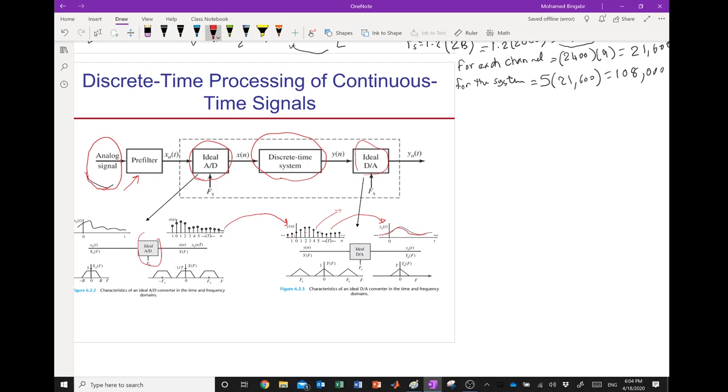Well, that concludes the sampling, quantization, and coding concept of signal processing.